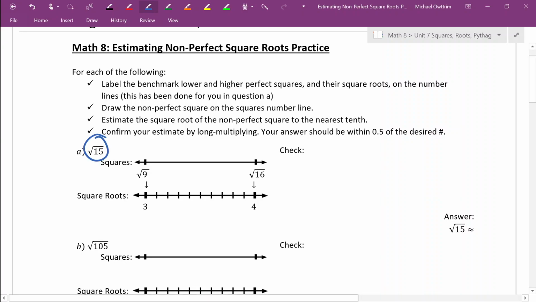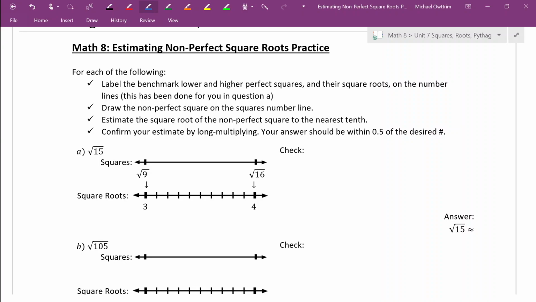So in question A, we're asked to estimate the square root of 15. Now 15 is obviously not a perfect square. The closest perfect square to 15 is 16, whose square root is 4, and the smaller perfect square compared to 15 is 9, and the square root of 9 is 3. And so we know that our square root of 15 will be between the square root of 9 and the square root of 16. But where?